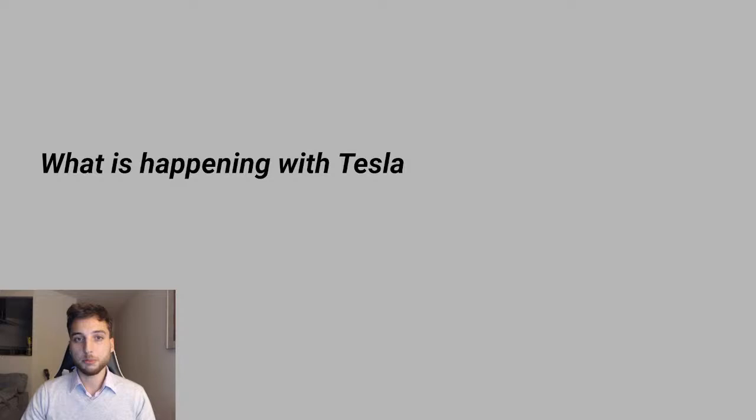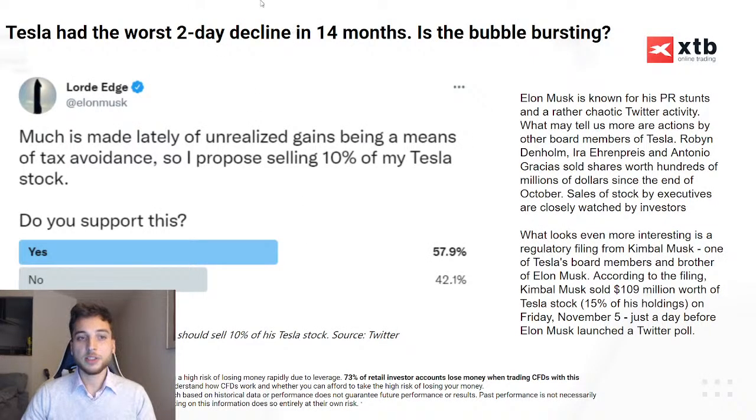But now we have had a significant correction in Tesla. Many of you who have followed the news may have heard of the Elon Musk tweet, but let's cover it just in case. Tesla had the worst 2-day decline in 14 months. The question is, is the bubble bursting? Here we can see a tweet by Elon Musk on Twitter: "Much is made lately of unrealized gains being a means of tax avoidance, so I propose selling 10% of my Tesla stock." This was a survey on Twitter saying yes or no. The answer was yes, and he said that he would abide by that ruling. So he actually did. He started selling his Tesla stock.